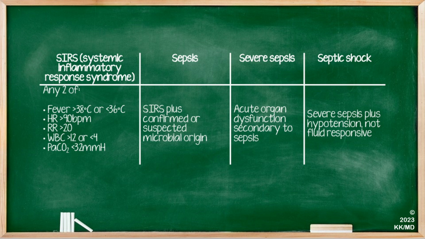Sepsis is basically SIRS plus a confirmed or suspected microbial origin. Severe sepsis is acute organ dysfunction secondary to sepsis, and septic shock is severe sepsis plus hypotension that is not responding to fluid challenges. So as you can see, this is almost like a step-like ladder that gets built up, starting from SIRS and moving up to septic shock.